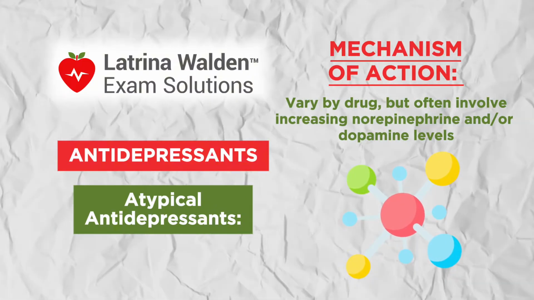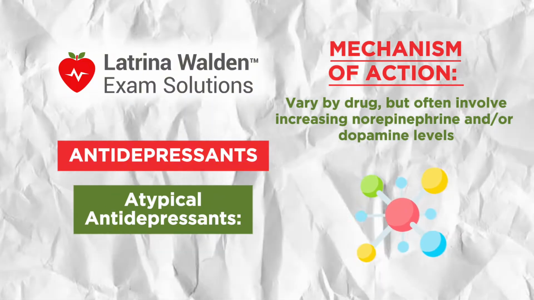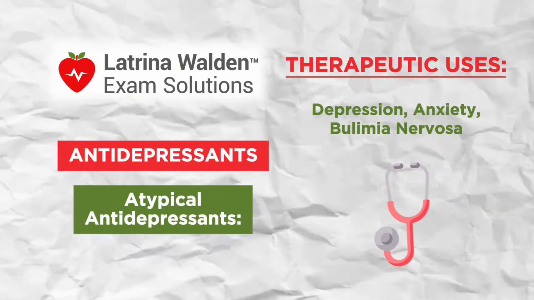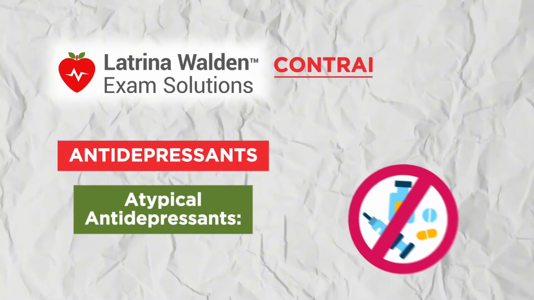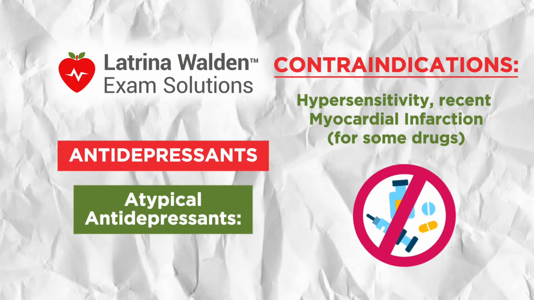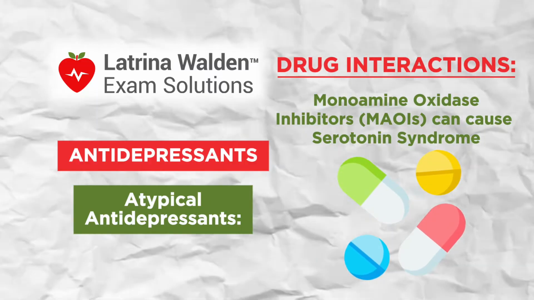Atypical antidepressants. Mechanism of action, vary by drug, but often involve increasing norepinephrine and/or dopamine levels. Therapeutic uses, depression, anxiety, bulimia nervosa. Side effects, increased appetite, insomnia, dry mouth. Contraindications, hypersensitivity, recent myocardial infarction for some drugs. Drug interactions, MAOIs, can cause serotonin syndrome.